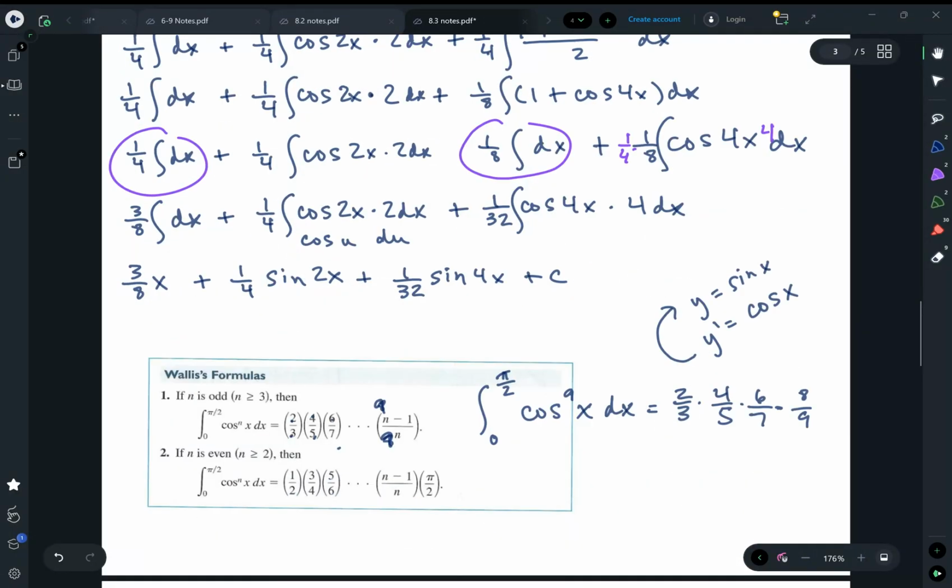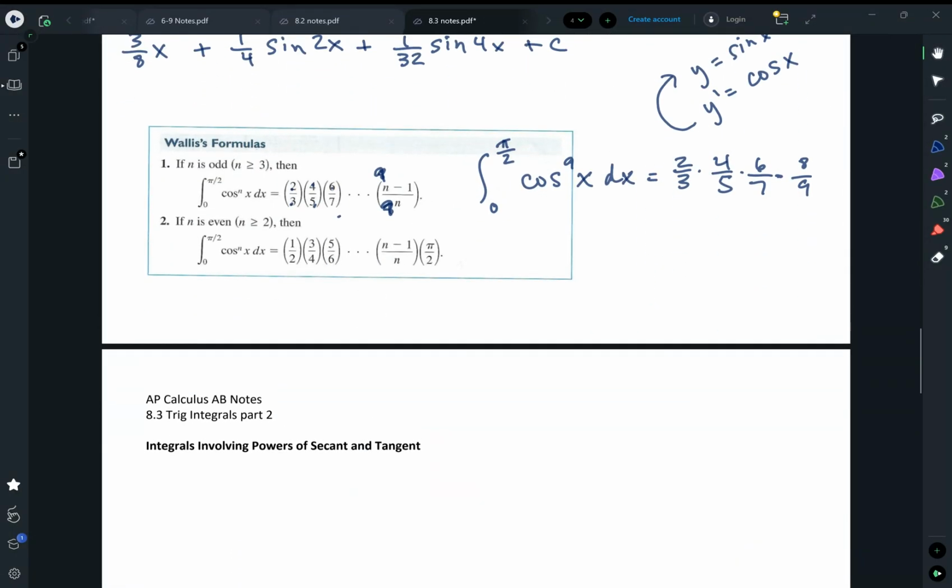Today we focused on sine and cosine. When I do my second video, it'll be secant and tangent.